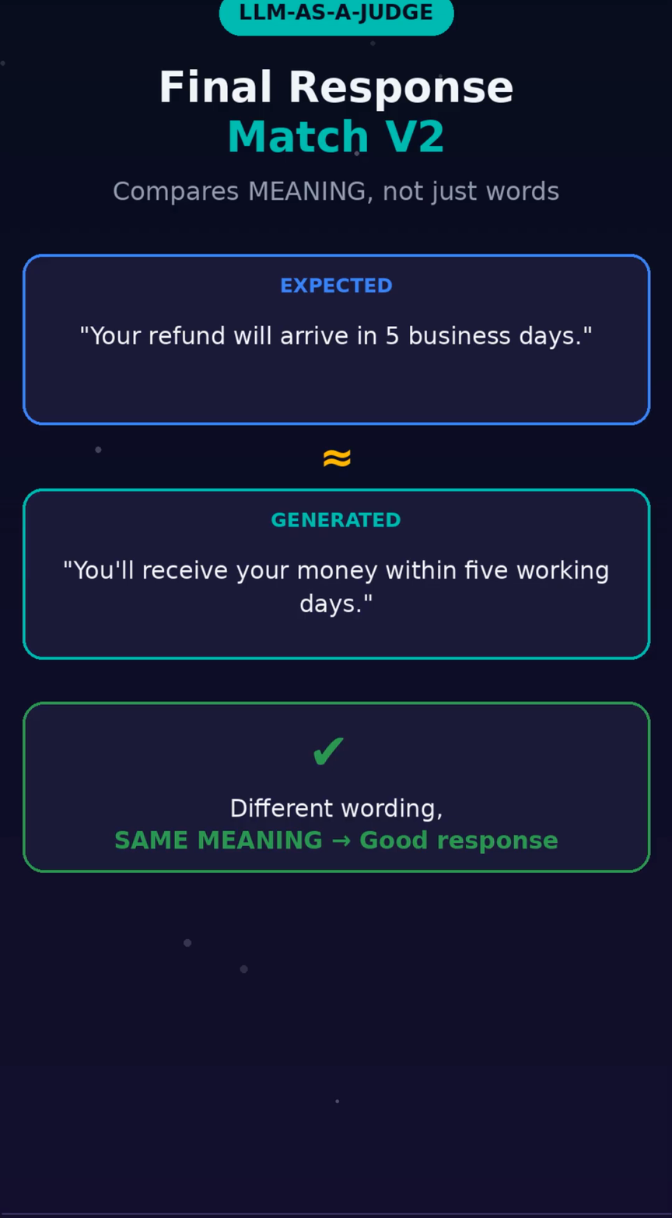Final response match v2 uses an LLM itself to compare the meaning of the response, instead of just counting matching words. Example: the expected answer is "your refund will arrive in 5 business days," but the agent responds "you'll receive your money within 5 working days." A pure word overlap check like Rouge would score this poorly, because barely any words match. But the LLM judge reads both sentences and understands they say the exact same thing. So final response match v2 marks this as a correct, high-quality response, because it evaluates meaning, not just vocabulary.